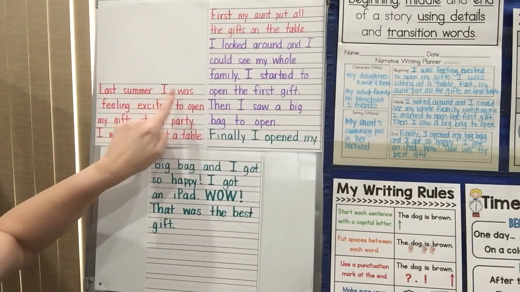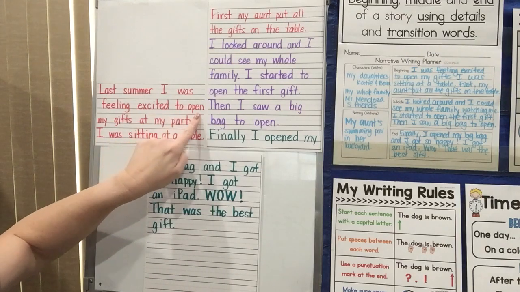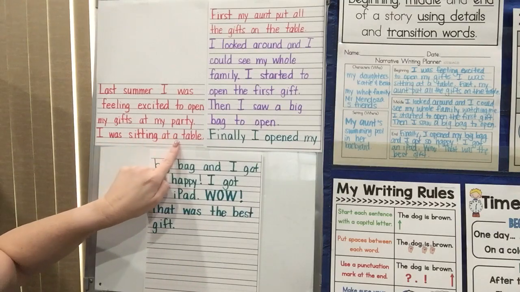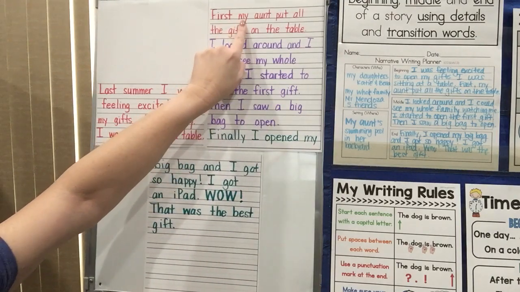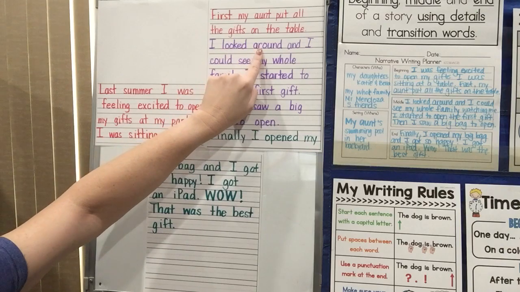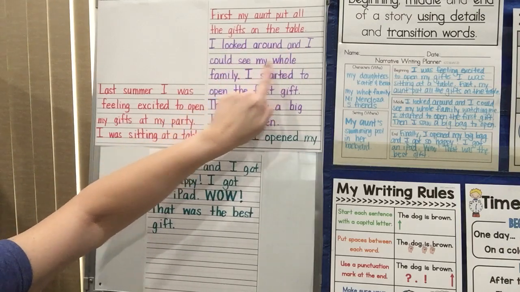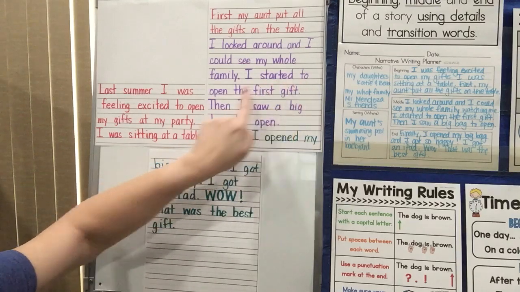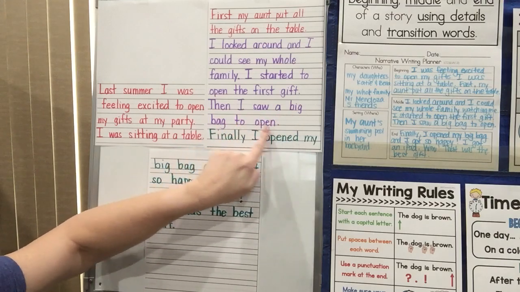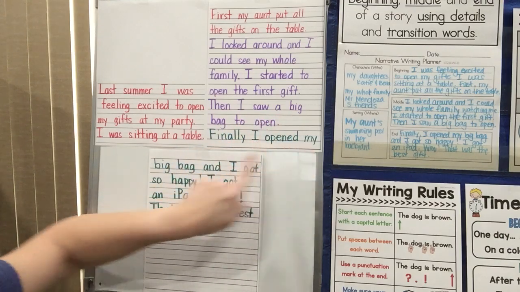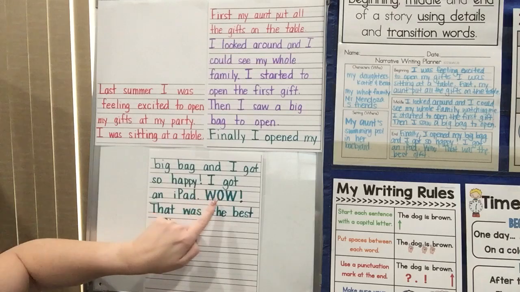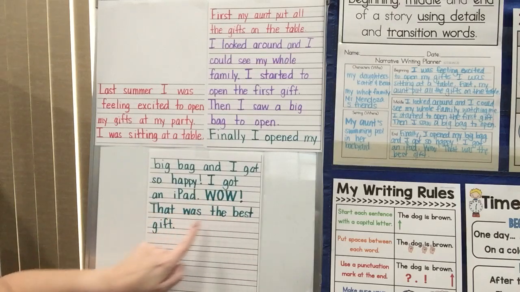Last summer, I was feeling excited to open my gifts at my party. I was sitting at a table. First, my aunt put all the gifts on the table. I looked around and I could see my whole family. I started to open the first gift. Then I saw a big bag to open. Finally, I opened my big bag and I got so happy. I got an iPad. Wow, that was the best gift.